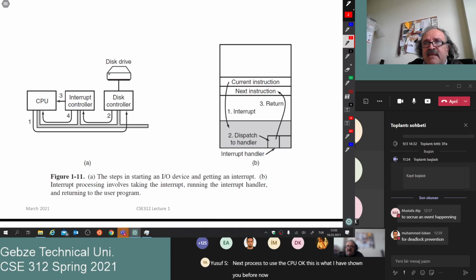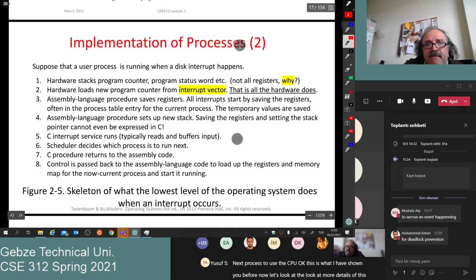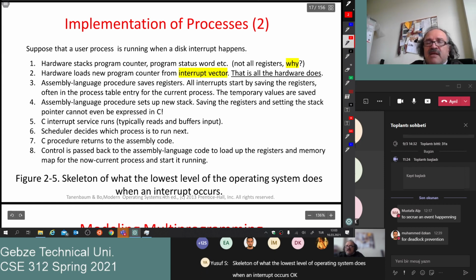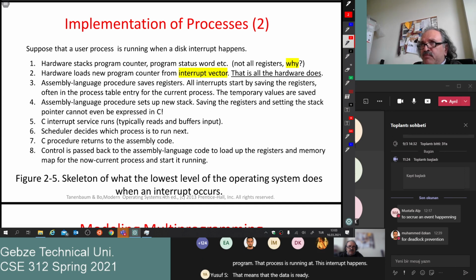Now let's look at more details of this interrupt handling. Here is the skeleton of what the lowest level of the operating system does when an interrupt occurs. Suppose we have a user program, a process is running, and a disk interrupt happens. That means that the data is ready. The controller says, okay, I put the data in my controller buffer, so somebody has to take this data from my controller buffer and transfer it to the system memory.